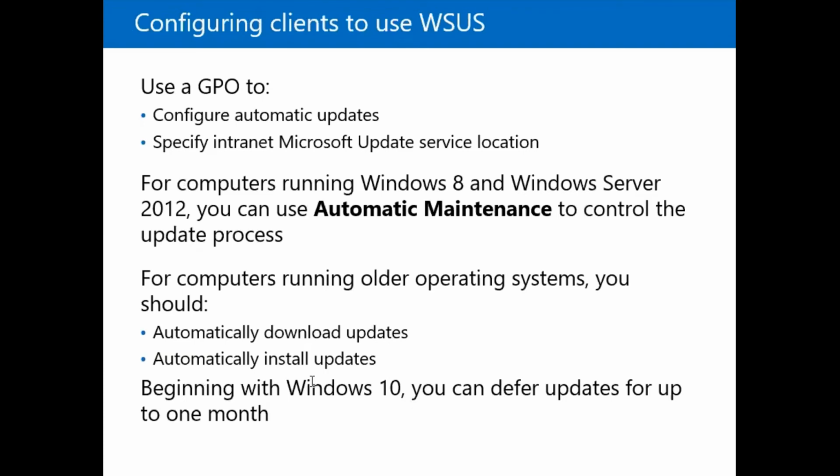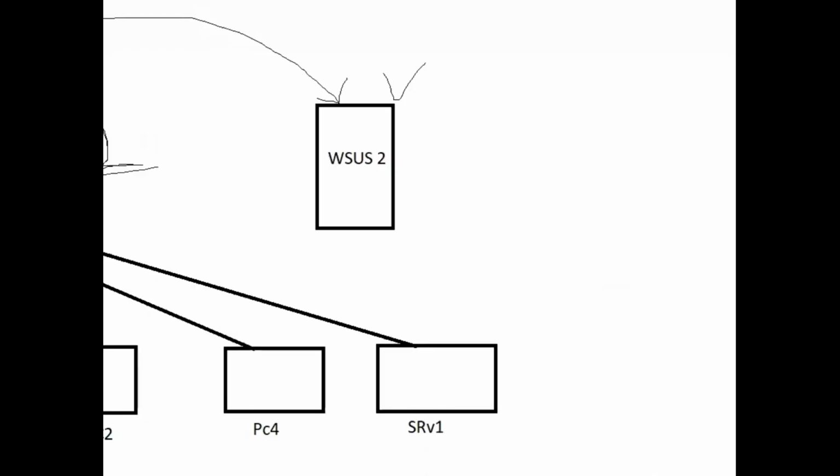Configuring clients to use WSUS. Use a GPO to configure automatic updates. Specify the intranet Microsoft Update service location. So that means group policy is very important. With that group policy, we tell the client to contact WSUS to get the updates. So group policy is one of the main mechanisms, GPO.